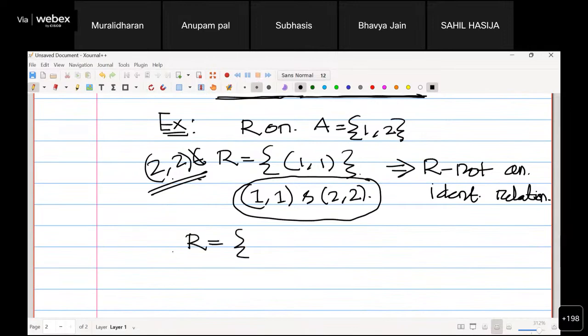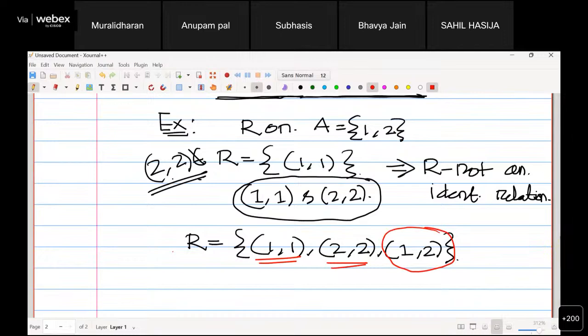R equals {(1, 1), (2, 2), (1, 2)}. Is it an identity relation? No. Because as you can see, I have (1, 1) as well as (2, 2). But the problem is I have one more extra element. I don't want this kind of element here. In an identity relation, it should contain all the diagonal elements, and apart from these diagonal elements, it should not contain any other elements. That is really crucial.